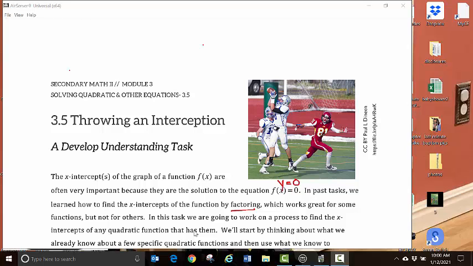Okay, so we're going to talk about throwing an interception. And remember, this is a develop understanding task, so you may not fully understand what you're doing by the time you're done, and that's okay. You're just starting to understand.